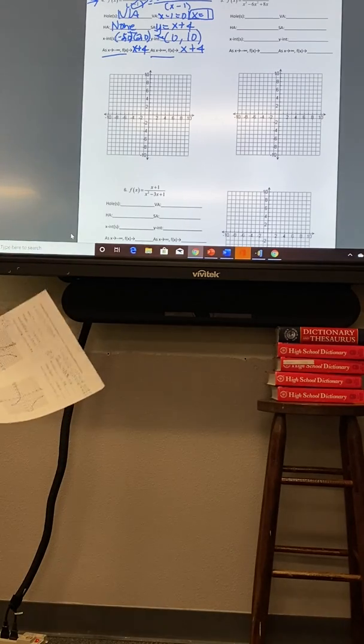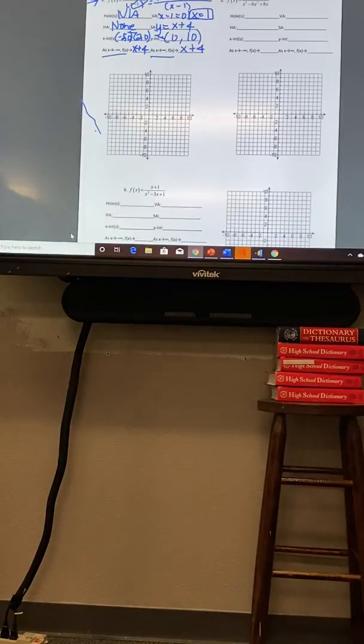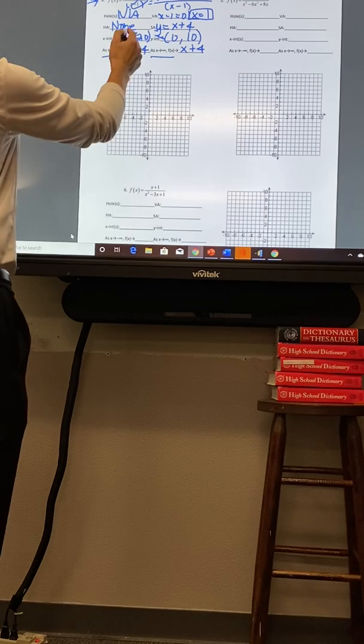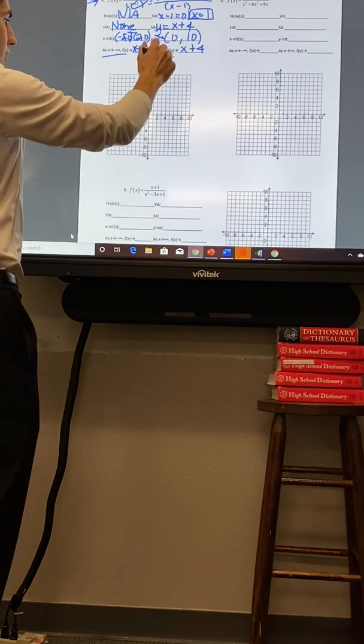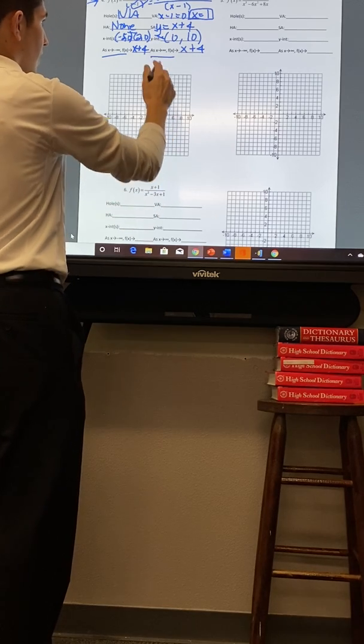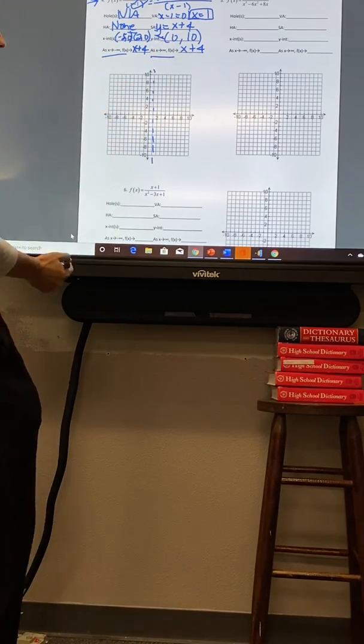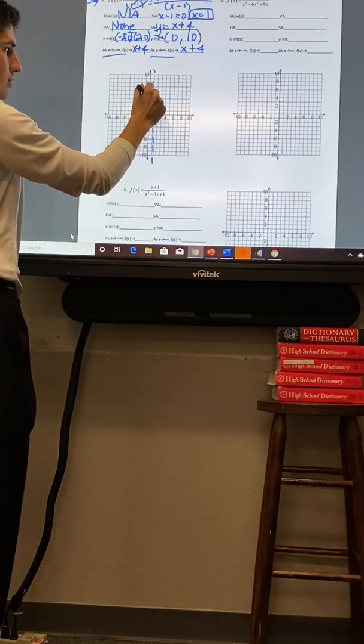Right? So now I want to use all of this information I just got and graph it. I will label all of my stuff. I have no holes. I have a vertical asymptote at x equals 1. I have a horizontal asymptote nowhere. I have a slant asymptote at y equals x plus 4. So basically we have a shift up 4.